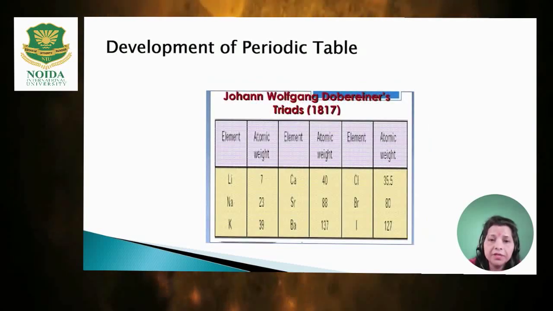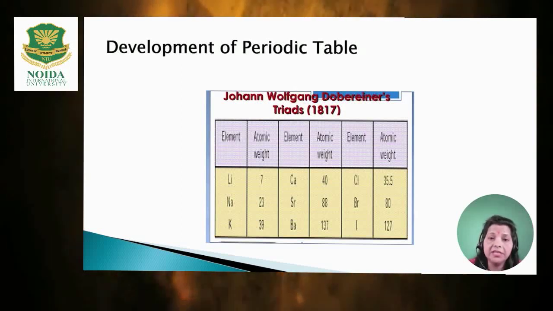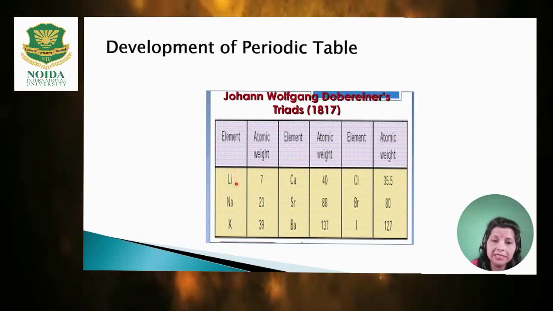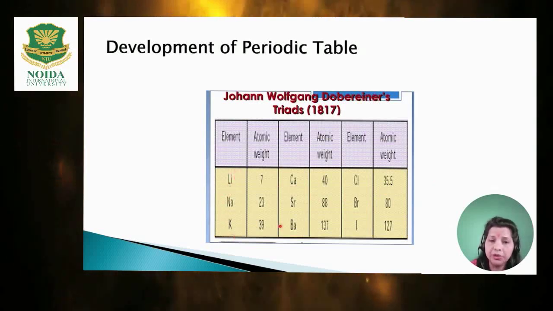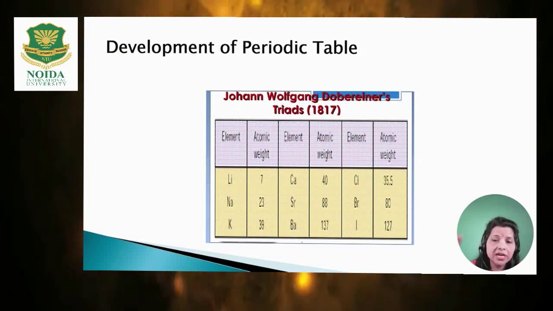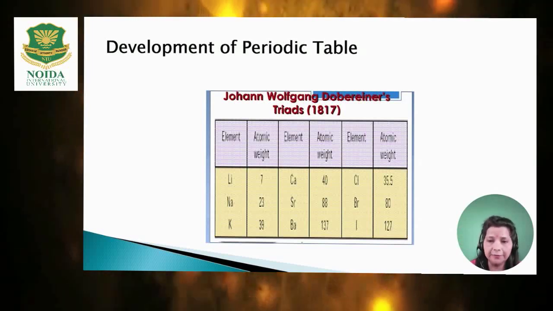So the first one, in 1817, was Johann Döbereiner, and he gave the triads, meaning he put out three elements together: lithium, sodium, potassium; then calcium, strontium and barium; and chlorine, bromine and iodine. These were known as Döbereiner's triads, and this was given in 1817.